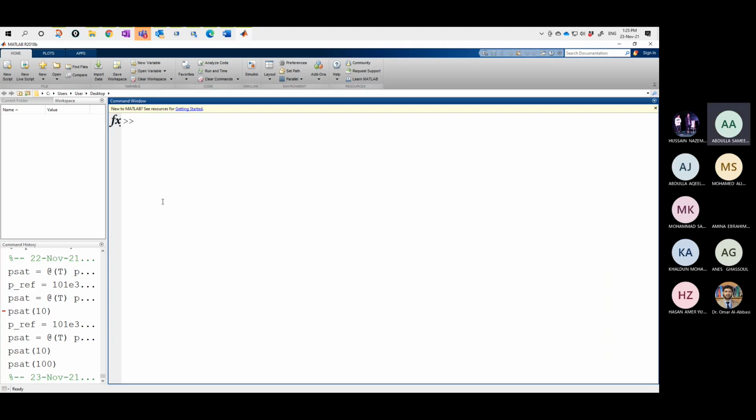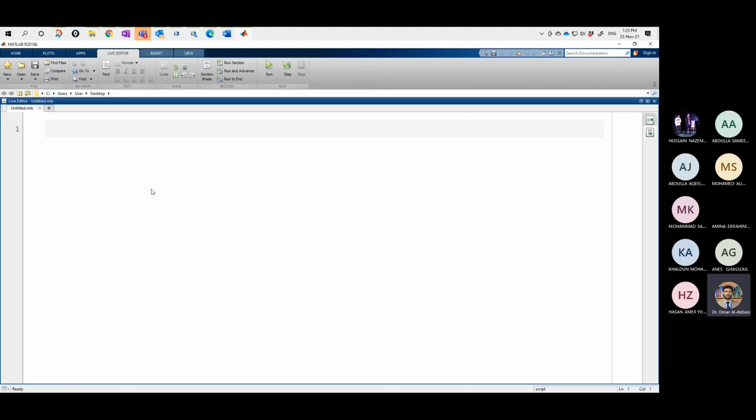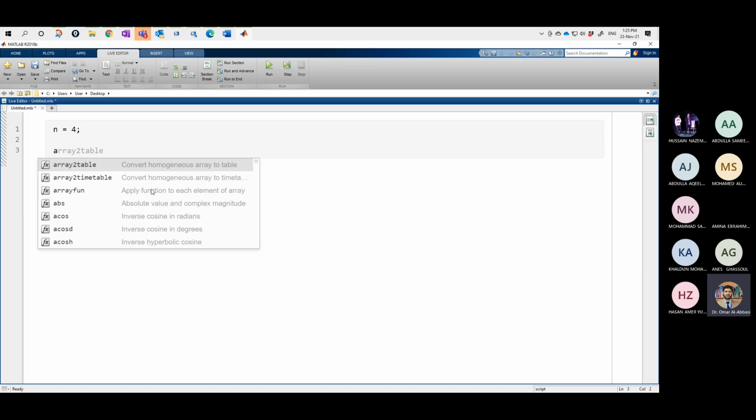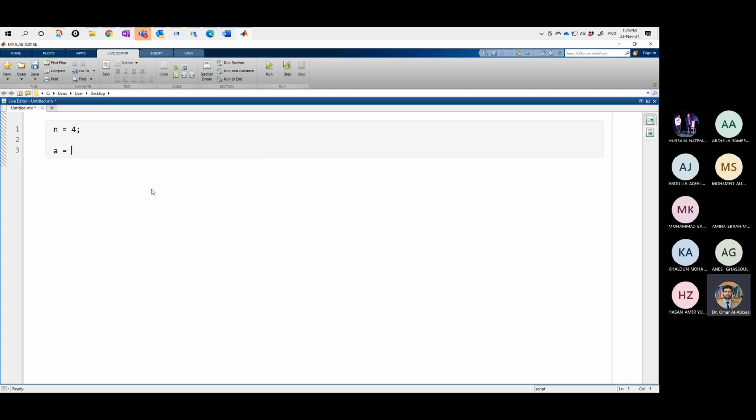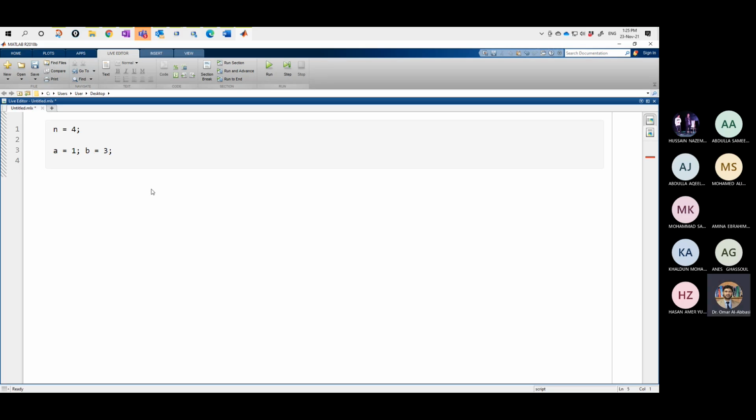First we define N and calculate H. Okay, so let's open the live script. We define A and B. So let us define the number of intervals, let's say 4, and the limits: A equal to 1 and B equal to 3. Then calculate the interval length, right? H equal to B minus A divided by N.